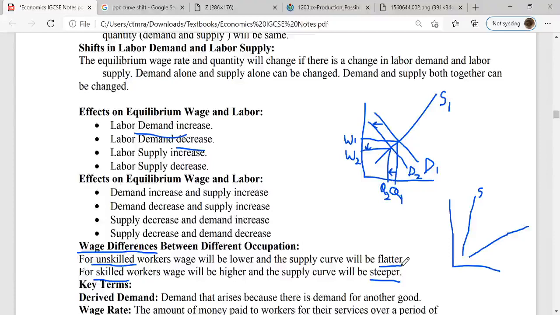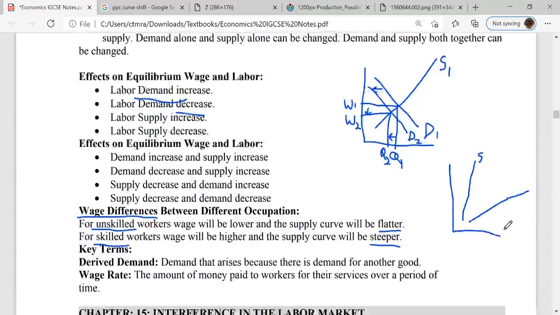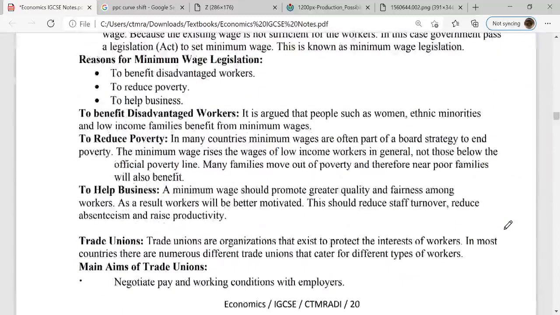Think about a specialized doctor. He's a skilled worker. The number of skilled doctors is not too much, right? It's very few, maybe a few hundreds or thousands. But if you compare it with unskilled labor, there are millions or billions of people who are unskilled, right?